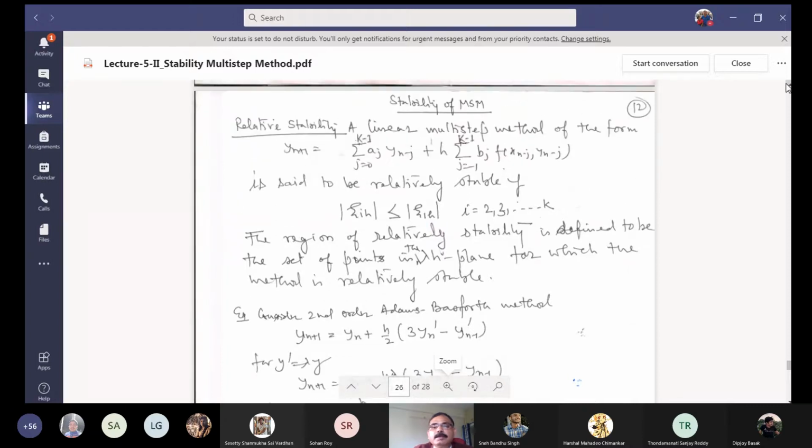But it is not always that you will get it in this form. So let us see certain other things. So let us have one more definition, relative stability.